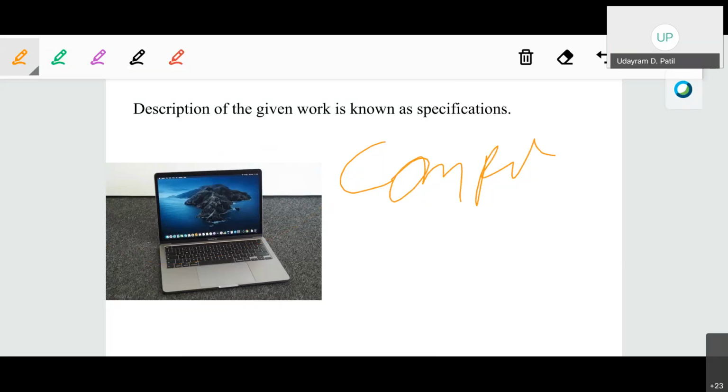Suppose it is an Apple, or sorry, a Dell, or any other company. So that is the specification: which company that particular item belongs to.